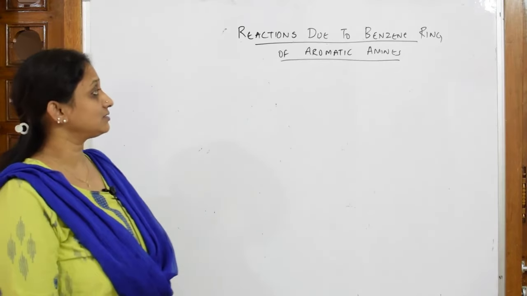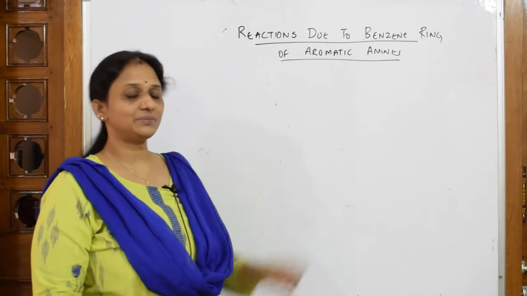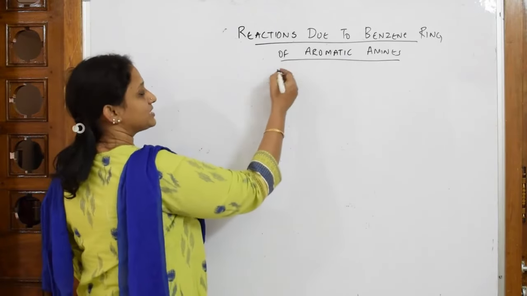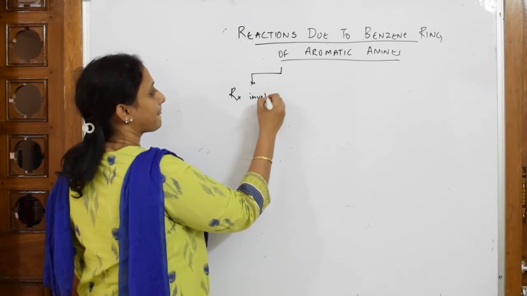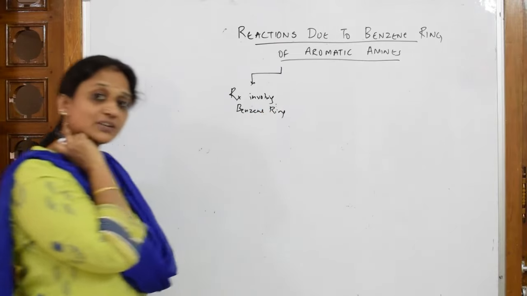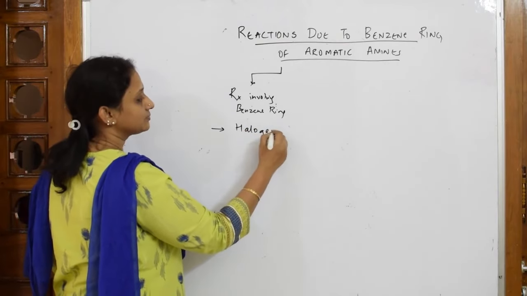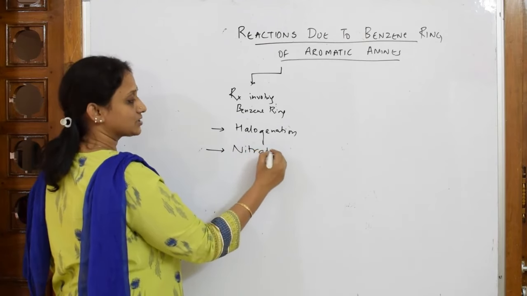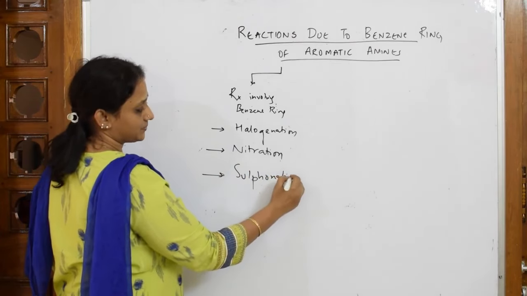Now, I have to see the reactions due to the benzene ring. Your aromatic amine, that is your aniline, basically shows two types of reactions. The first type is reactions involving the benzene ring, and in that, the first reaction I am going to teach you is the halogenation reaction. After that, you'll also be learning about the nitration reaction, and the sulfonation reaction.